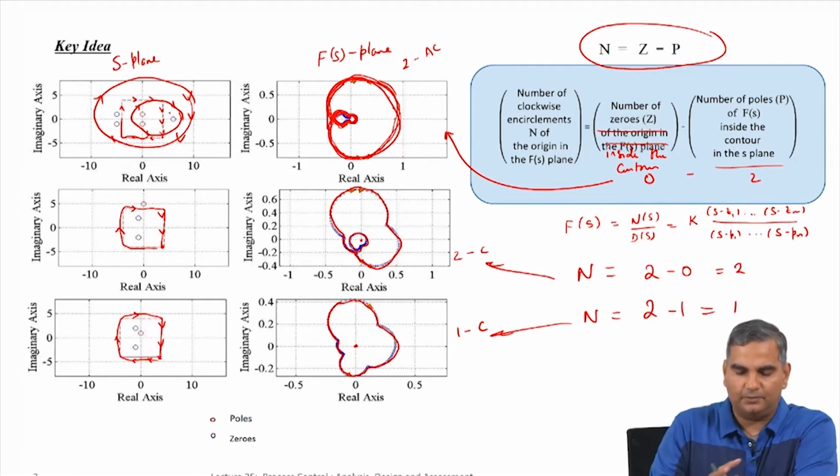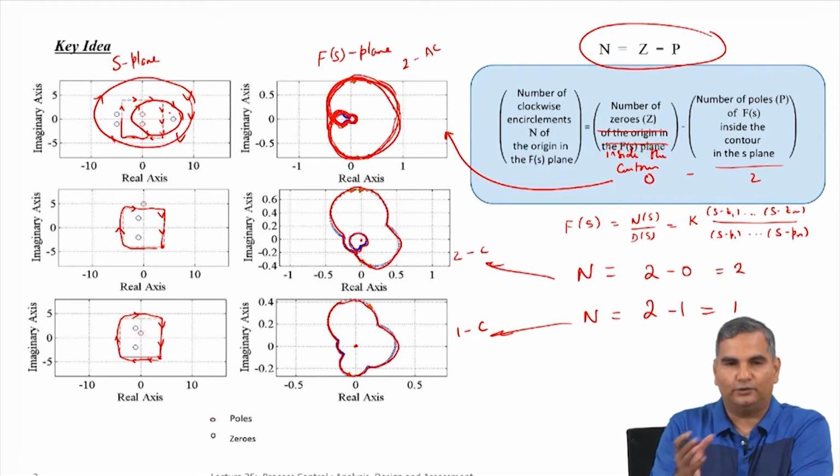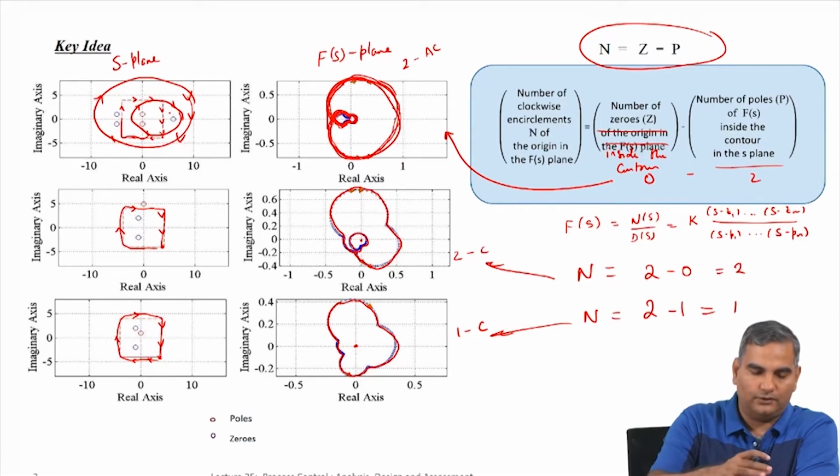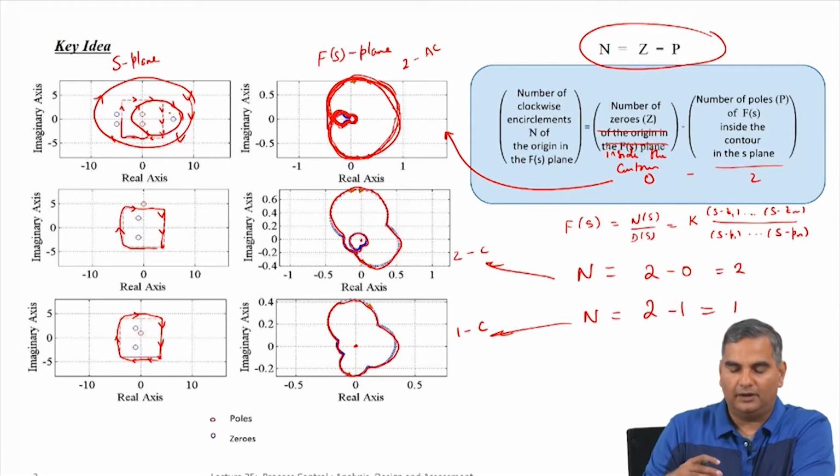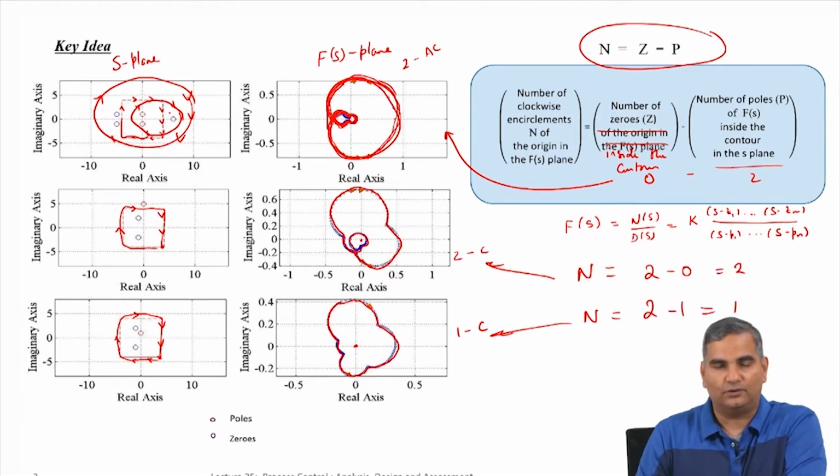Basically, if you understand this picture and you are able to understand clockwise and anticlockwise encirclements, inside and outside the contour, zeros and poles, why we plot zeros and poles in the s plane, and look at contours in the f of s plane and so on, that is good enough.